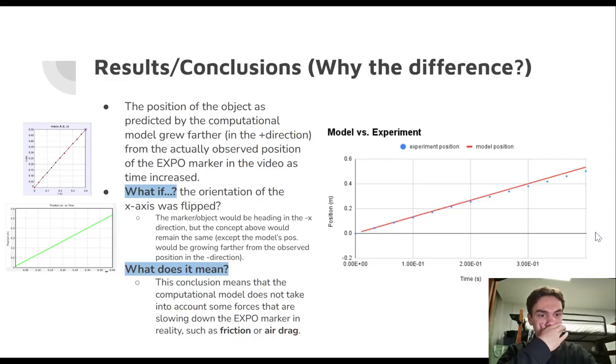As you can see, at time t equals 0.4 seconds here, the experimental position, the actual position we see from the video, is not as great as the position predicted by the computational model. And what if the axes were flipped, the x-axis? Essentially the same concept.